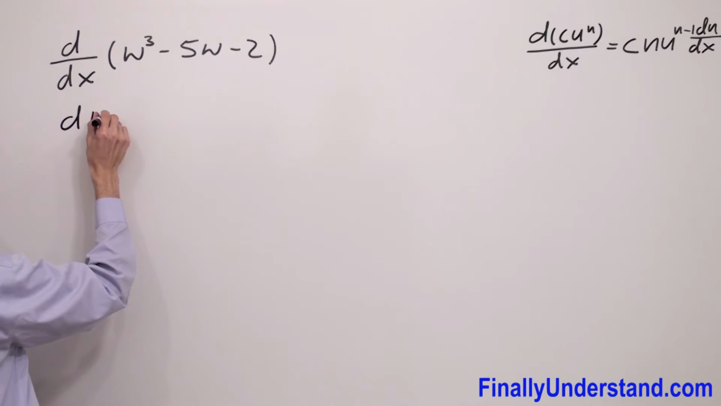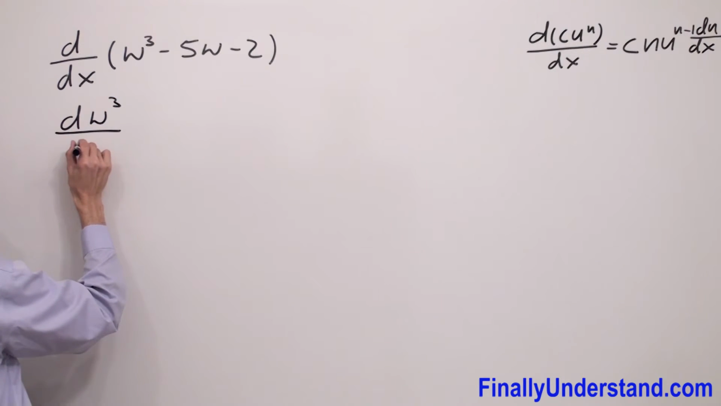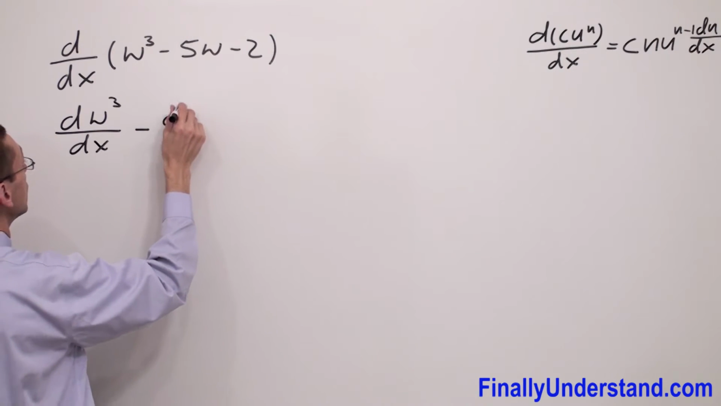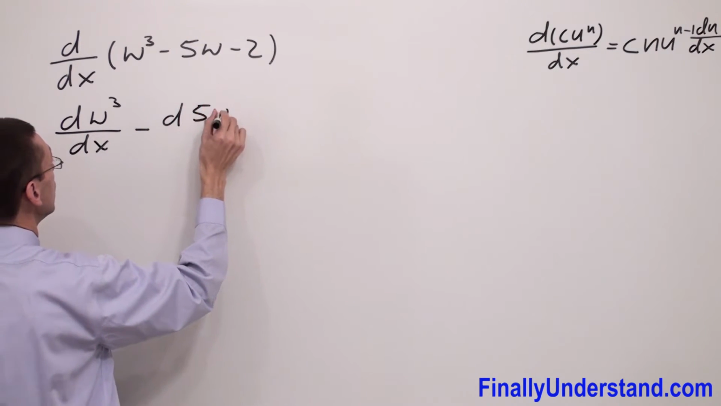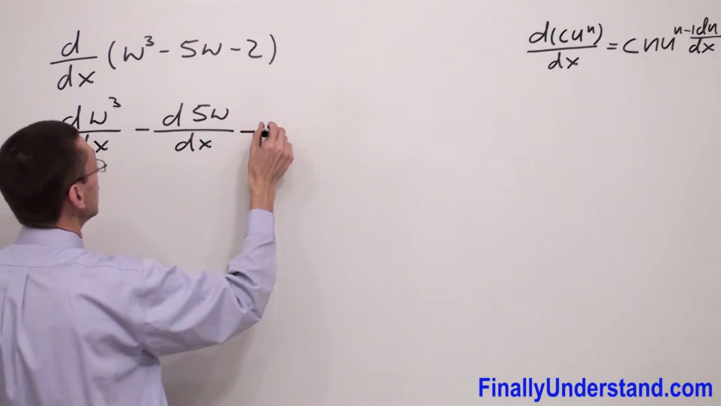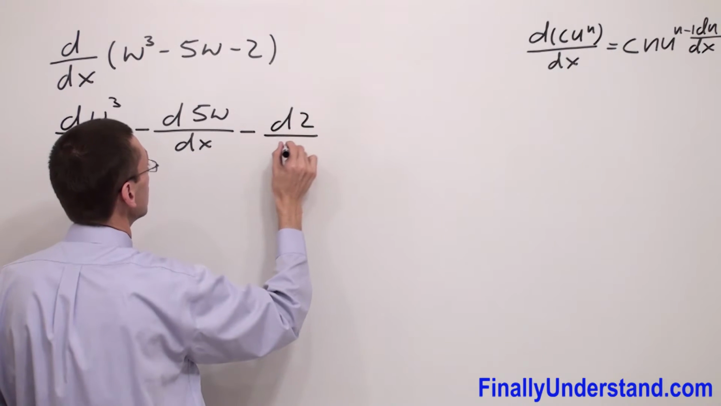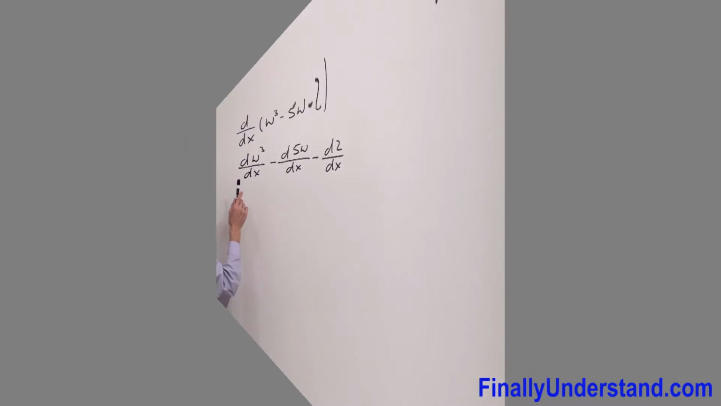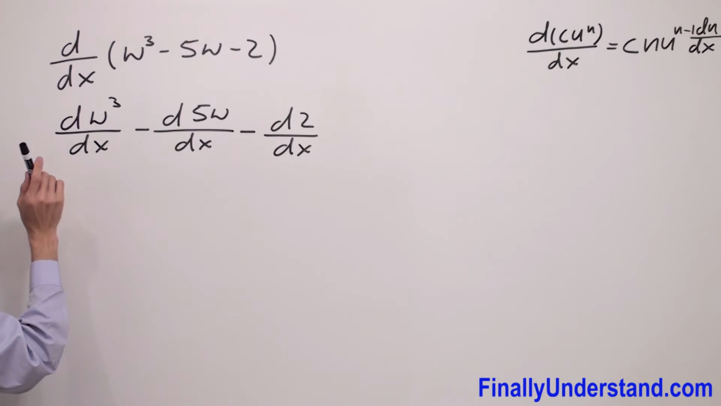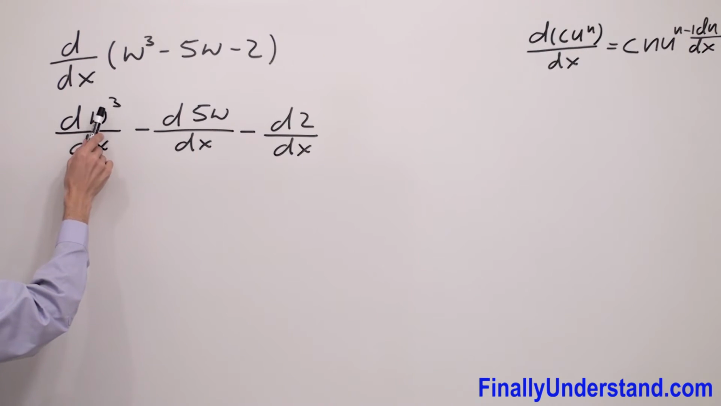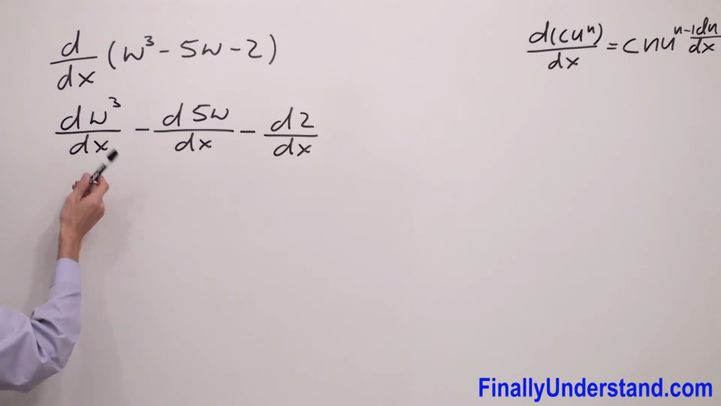Okay? So we simply write that this is the derivative of w to the third power over dx, minus the derivative of 5w over dx, minus the derivative of 2 over dx. Okay, so next, again, don't forget that we are dealing with derivatives with respect to other variables. We have to find the derivative of w cubed even if w is different than x.